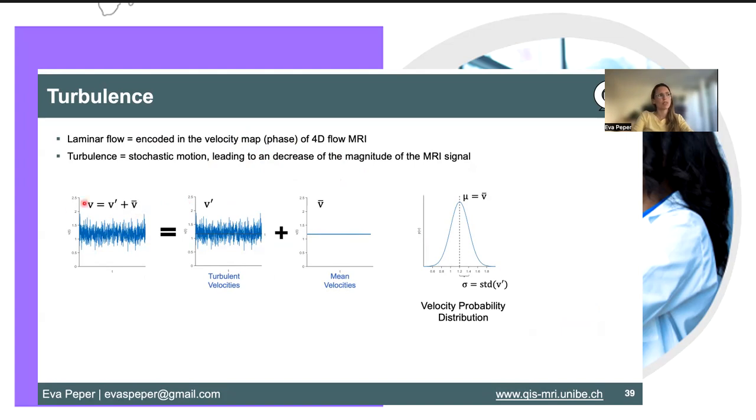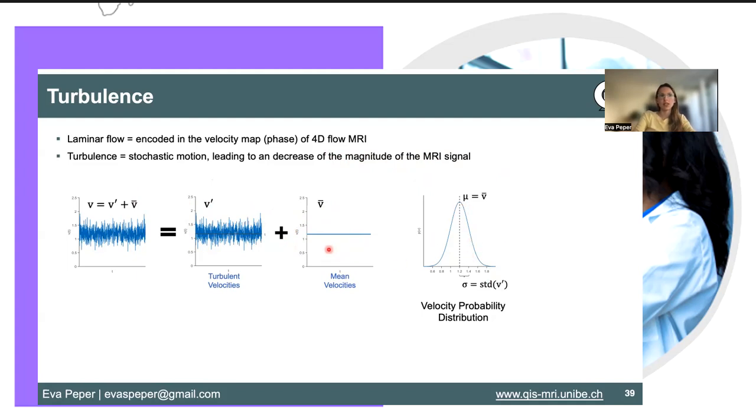But what actually happens if we have turbulence is that we will have a stochastic motion in addition to our mean flow. If we take this apart, we have some mean velocities that we already encoded in our 4D flow scan using the VENC, but we will also have some stochastic motion. And that will disturb or decrease not the phase of our signal, but the magnitude of our MRI signal.